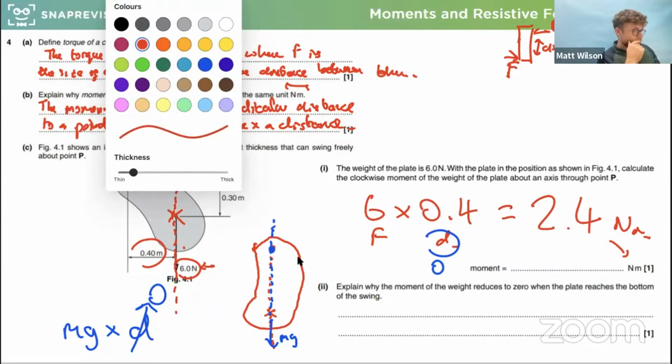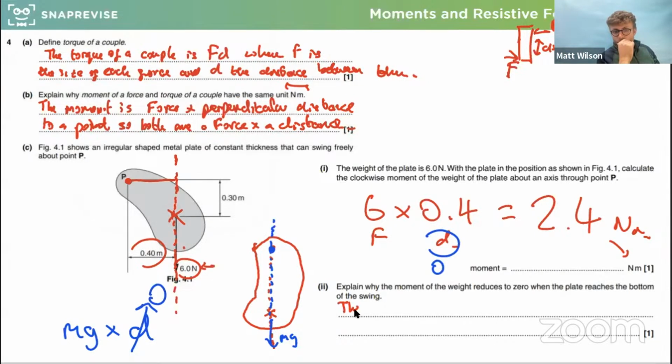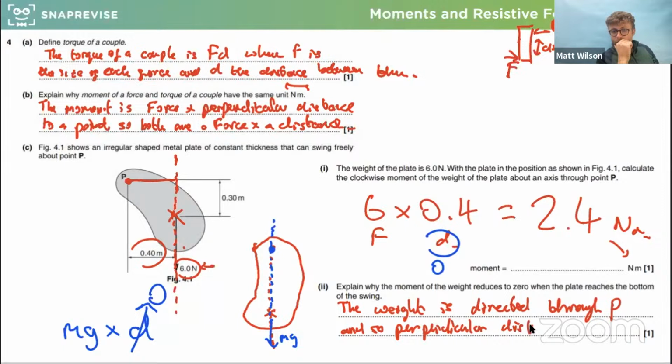So let's write this down. The weight is directed through P, and so the perpendicular distance is 0.